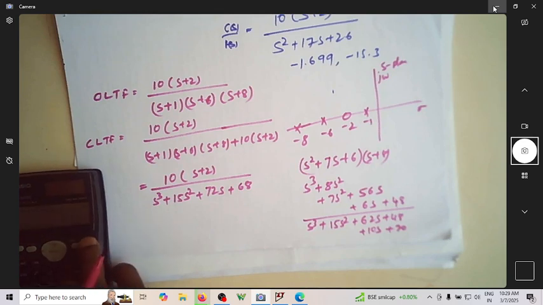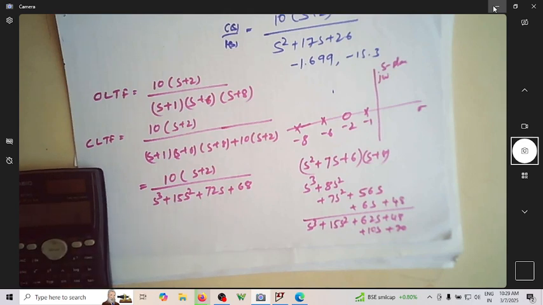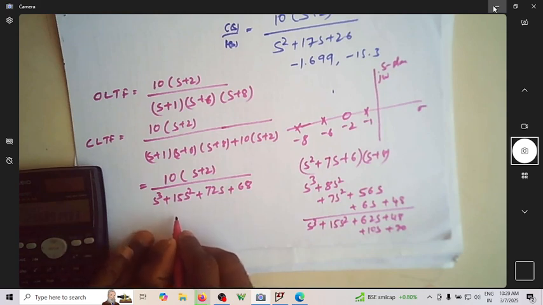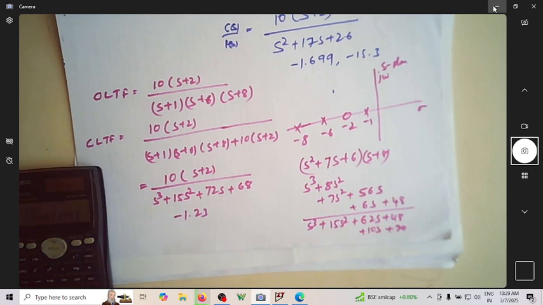How do I find the roots of it? This is degree 3, with coefficients 1, 15, 72, 68. Now the roots are minus 1.23.